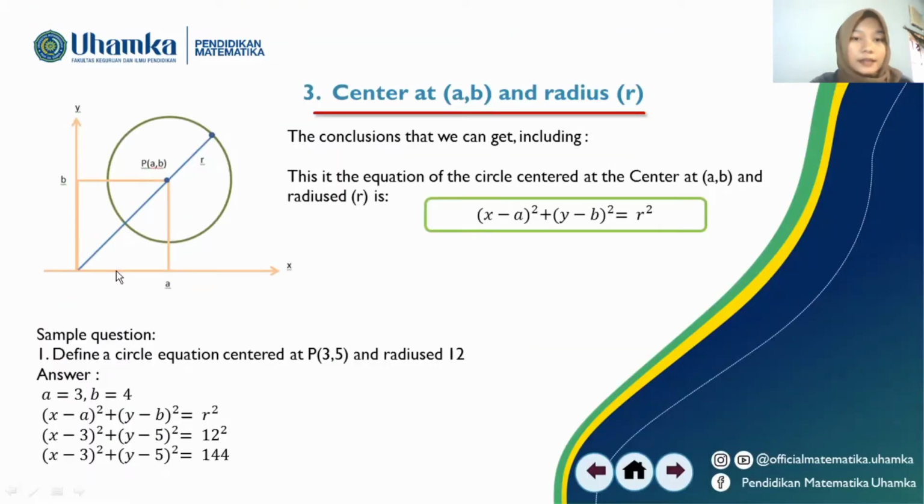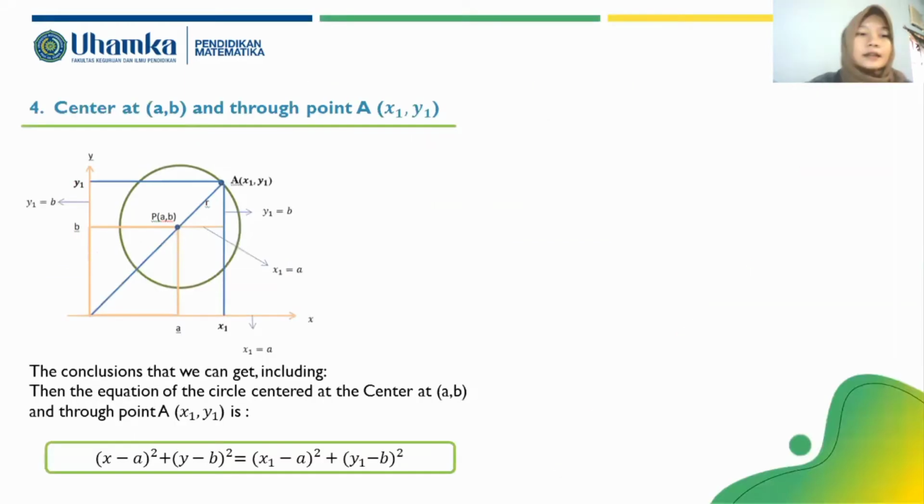Number 3, center at a, b, and radius r. The conclusion that we can get is the equation of the circle centered at a, b, and radius r is the bracket of x minus a squared plus the bracket of y minus b squared equals r squared. For the fourth, center at a, b, and through point x1, y1.